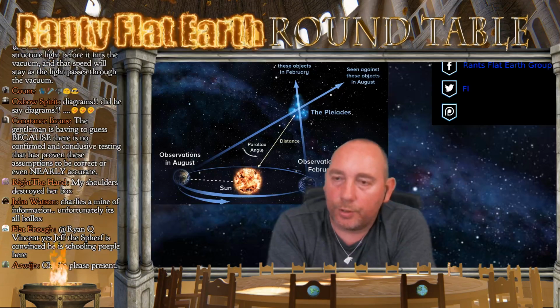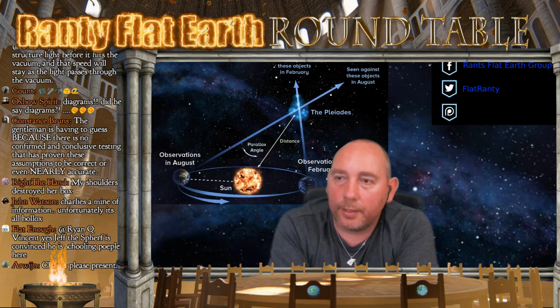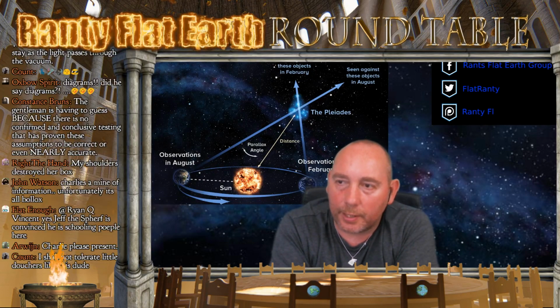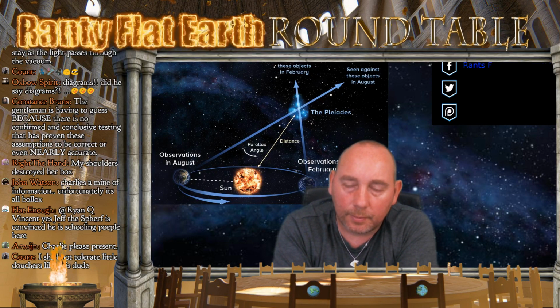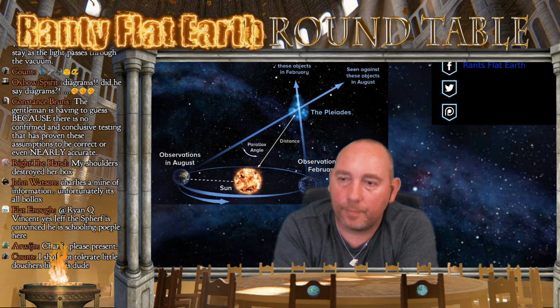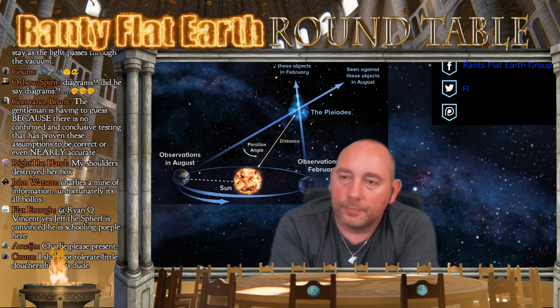Okay, a question from Lumberjack. Why can't you just use parallax to get the Sun's distance? You just did it to the Moon. I never said that you couldn't use parallax to determine the Sun's distance.